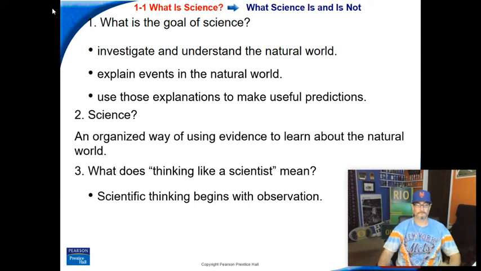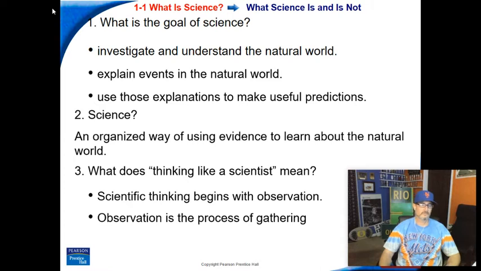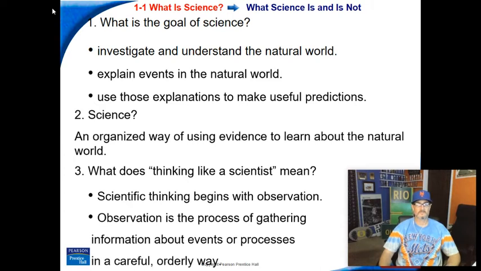It begins with observation, paying attention. Observation is the process of gathering information about events or processes in a careful and orderly way. And I do apologize that these notes are so wordy, but it's tough to cut stuff out and still have it make sense to kids.